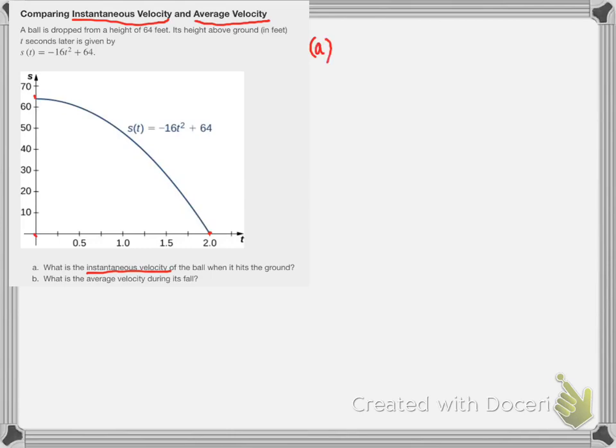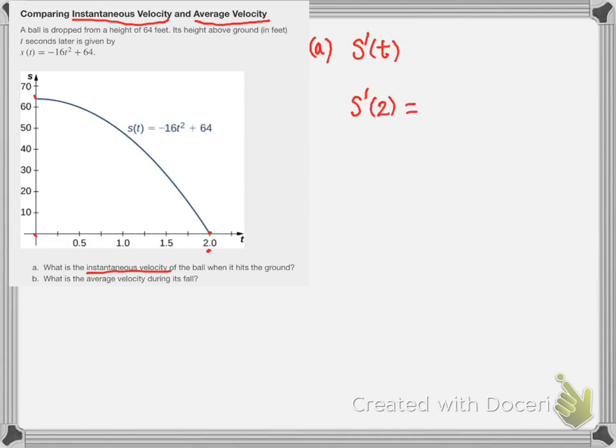you're really talking about s prime of t, okay? Instantaneous, at the instant, it means the limit as the change goes to 0. So the instantaneous velocity when the ball hits the ground is at 2 seconds. So we are really looking for what is s prime of 2.